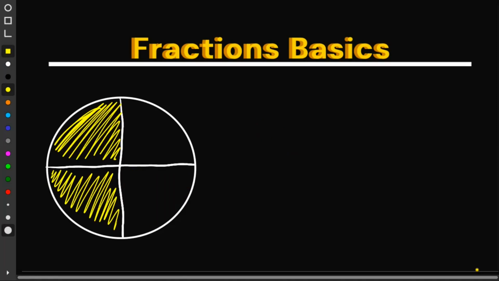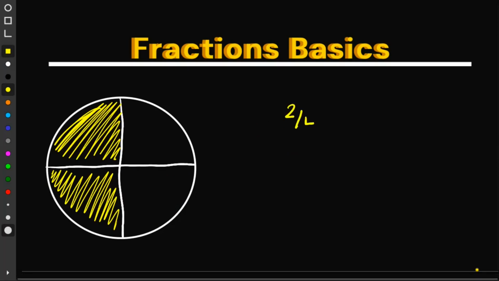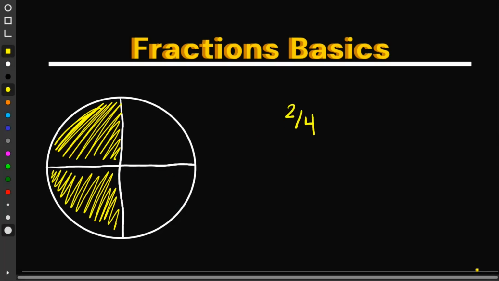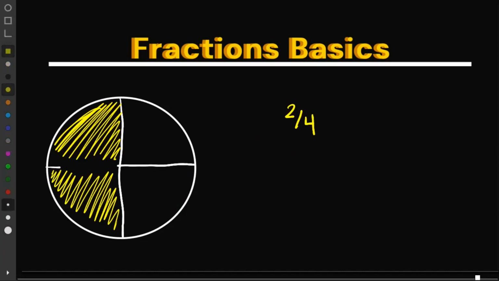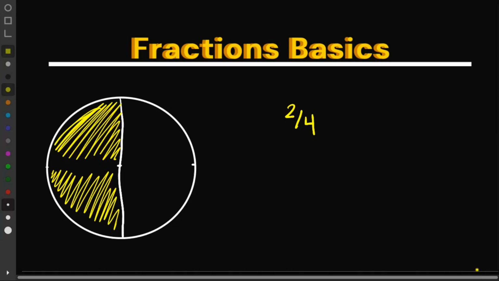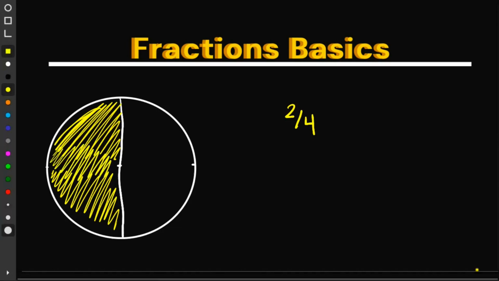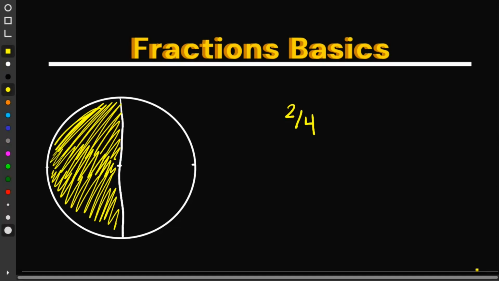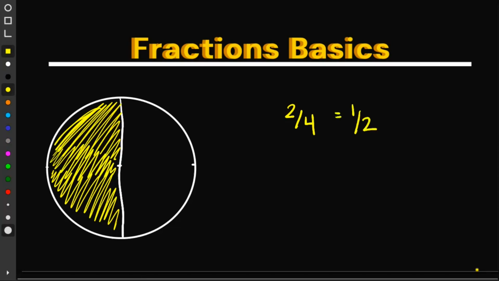Now, what if we only shade 2 of these? What we get is 2/4. But we could also note that if we view this in terms of only half, like this, 2/4 actually becomes 1/2. And this idea that we did here is what we call lowest terms in fraction.